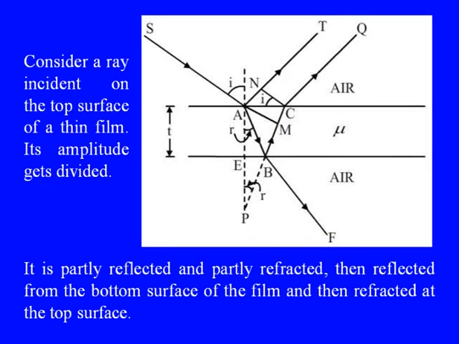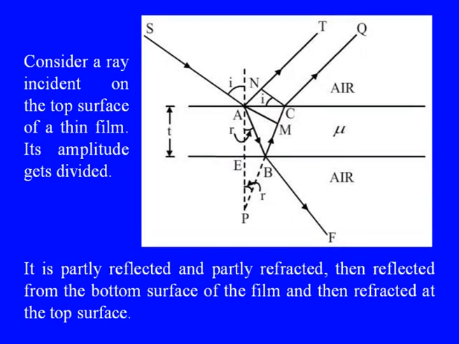Let us now go back to the setups which employ this procedure for the creation of a pair of coherent sources. That is the basic requirement anyway. Consider a ray incident on the top surface of a thin film as shown in this figure. SA is that ray. Its amplitude gets divided. It is partly reflected and partly refracted at the top surface, and then reflected from the bottom surface of the film and then again refracted at the top surface.